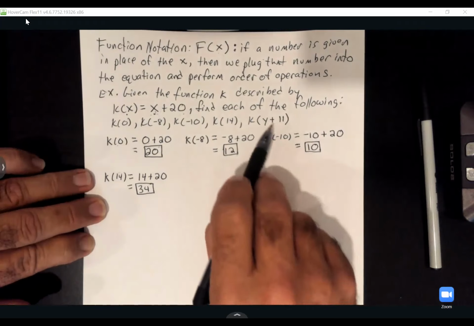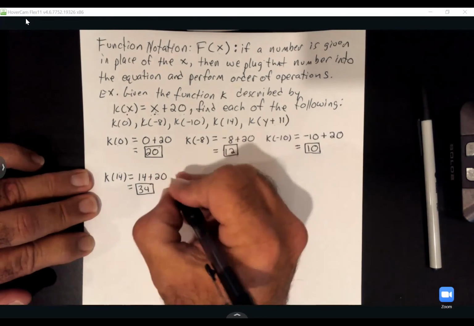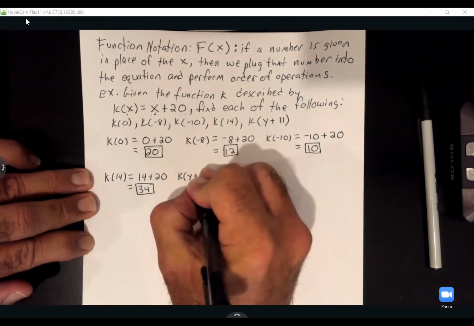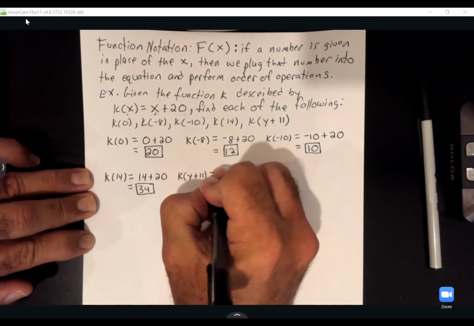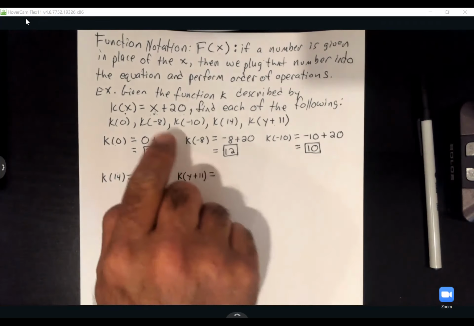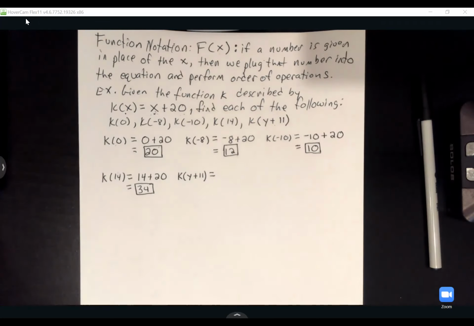But y'all, look at this. They throwing us a curveball now. I got k of y plus 11. So y'all, here's the question. What am I going to put in for the x on that one?